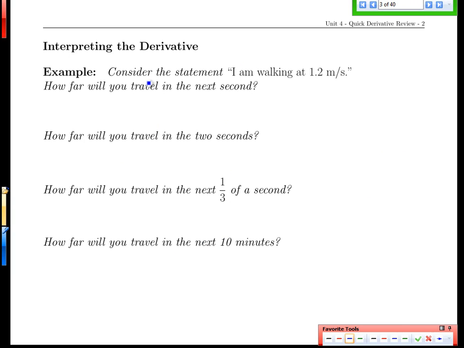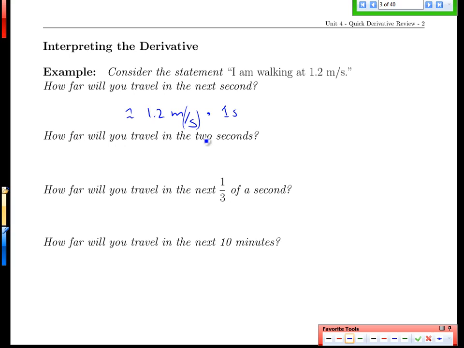Now let's talk about interpretation of these values. So for example, consider the statement, I am walking at 1.2 meters per second, fairly reasonable travel speed. From this, we would make some predictions. One prediction might be, well, how far do we expect to travel in the next second? Well, we'd expect to travel 1.2 meters. Why would we say that? Well, we're thinking we're traveling 1.2 meters per second and we're doing it for 1 second, so it wouldn't be unreasonable to say 1.2 meters will be the total distance.